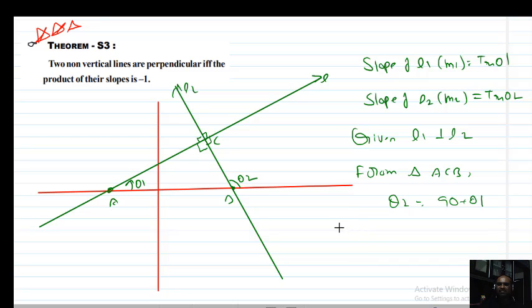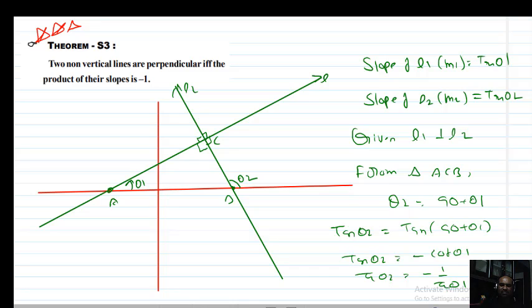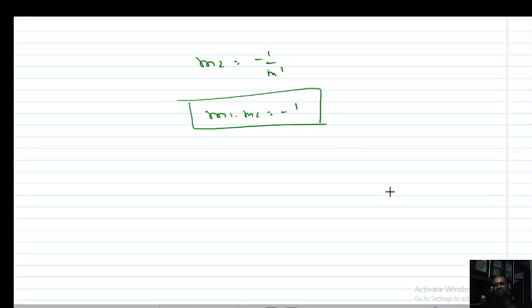So what can I say here? Tan theta 2 equals tan of 90 plus theta 1. Tan theta 2 equals minus cot theta 1. Tan theta 2 equals minus 1 by tan theta 1. I will write in the next page. So M2 equals minus 1 by M1. The meaning of that: M1 into M2 equals minus 1. If two non-vertical lines are perpendicular to each other, the product of their slopes equals minus 1.